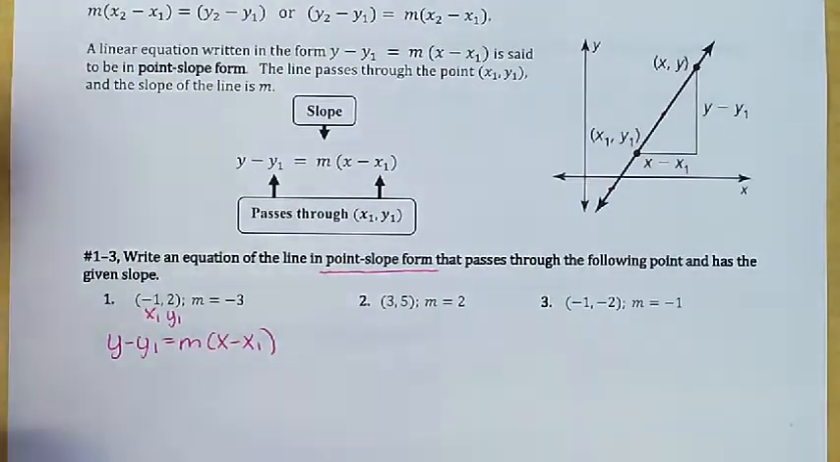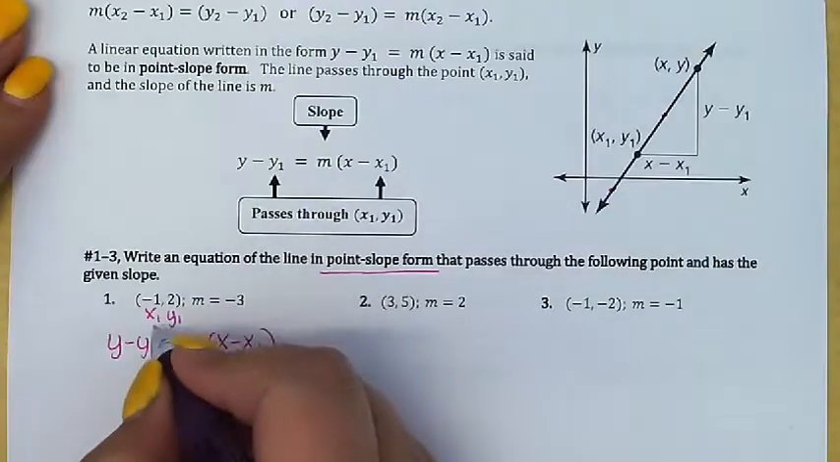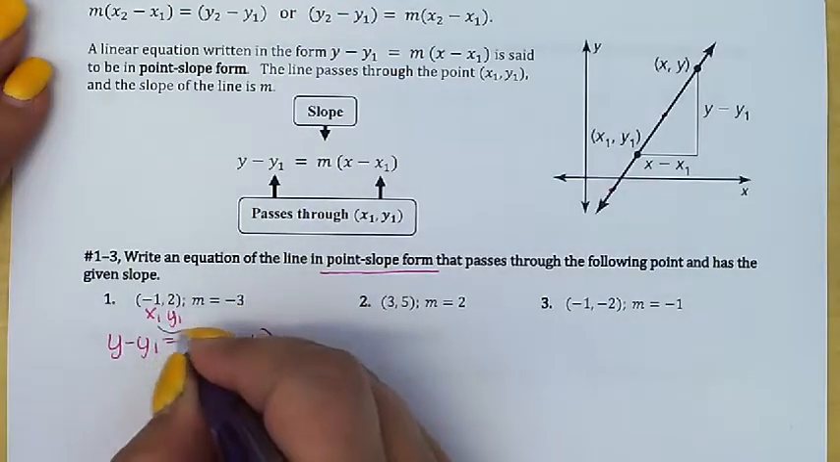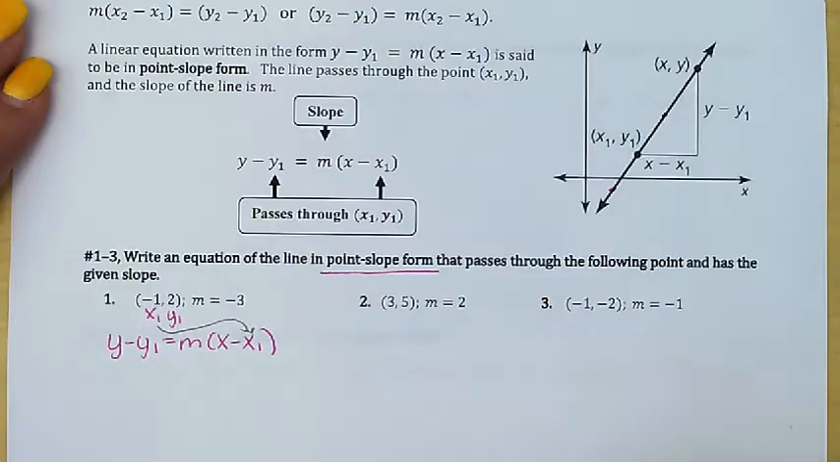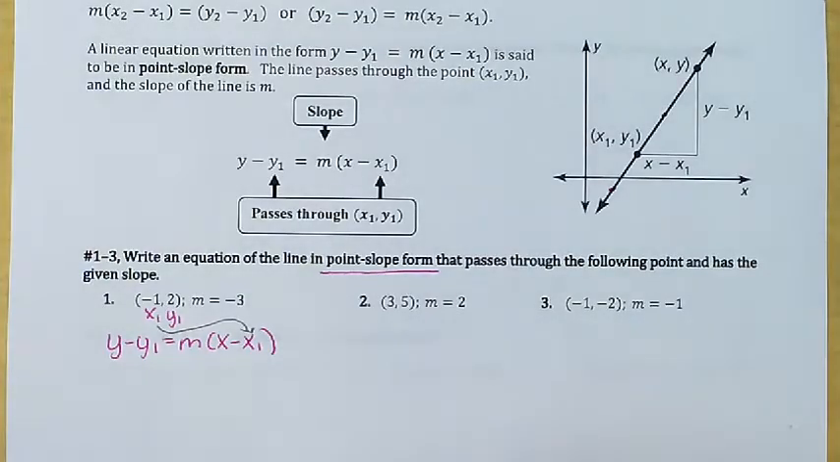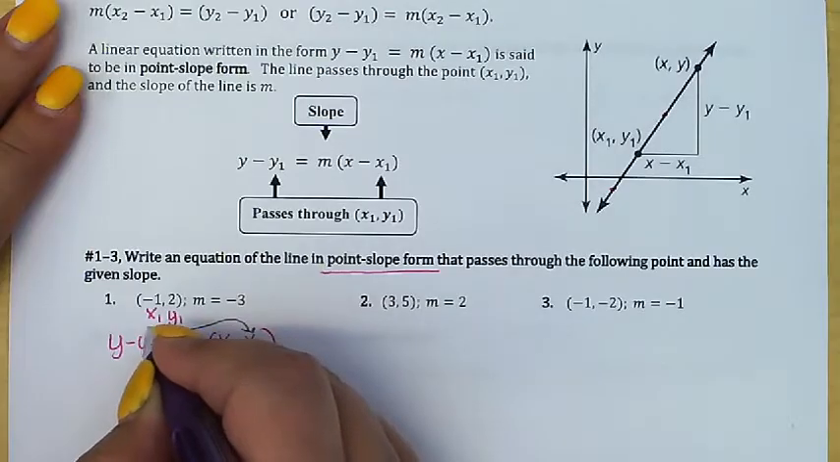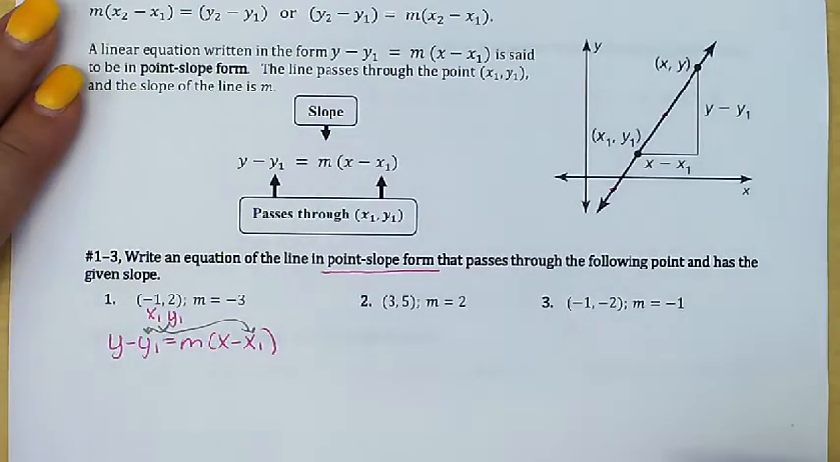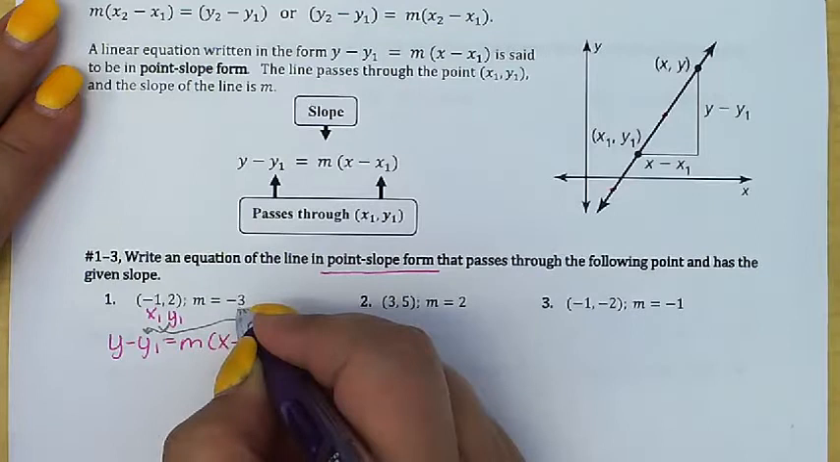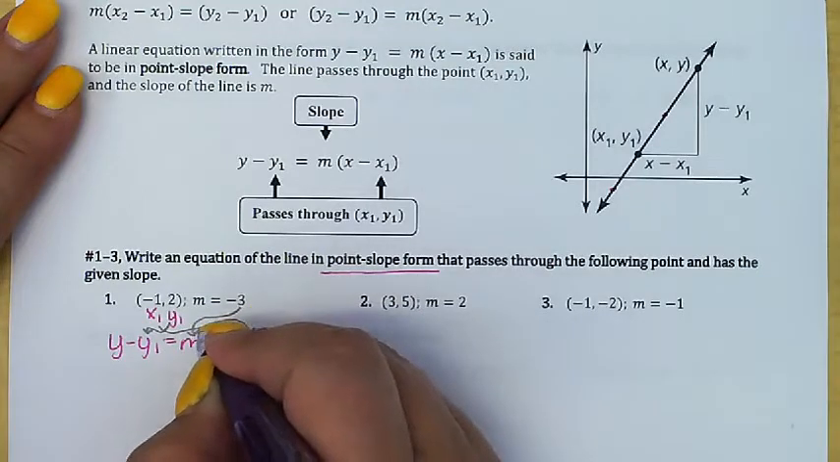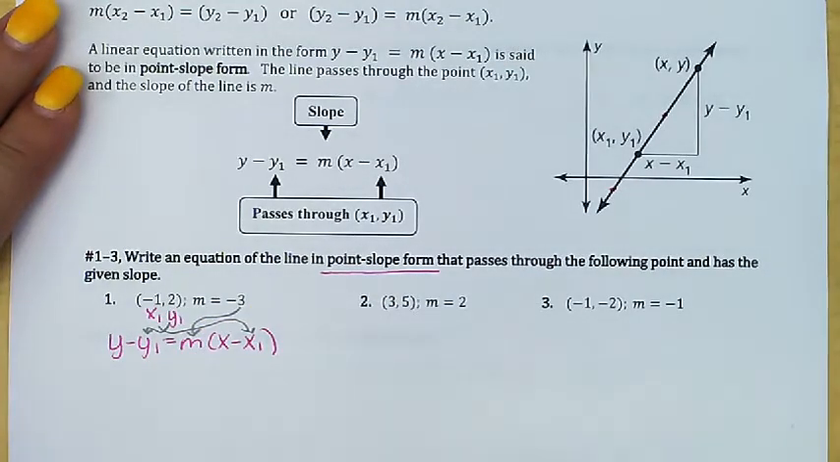Okay, so if I think about what that looks like, well, x1 is -1, so that x value is going to get dropped right in there. I'm just going to put that -1 in there. The y1 is 2, so that's going to be inserted right here. And the slope is -3, so I'm going to insert that right there. Then I just insert each number.